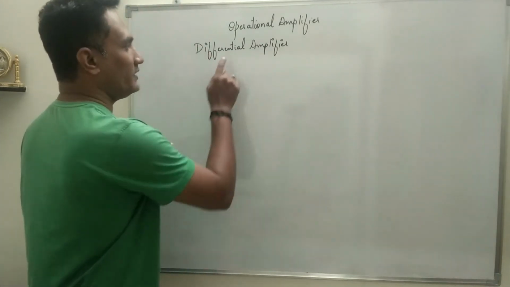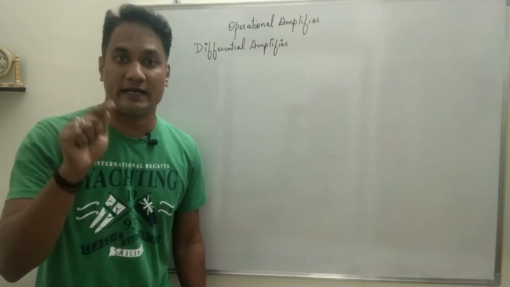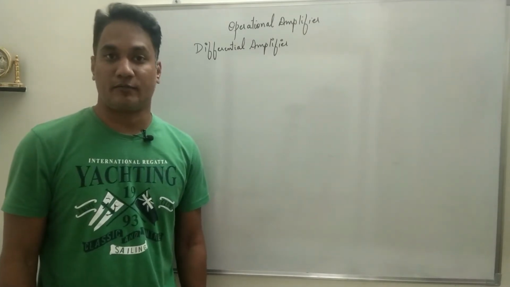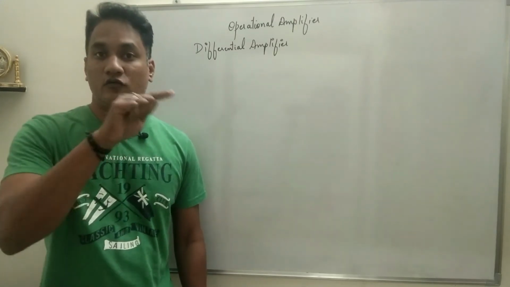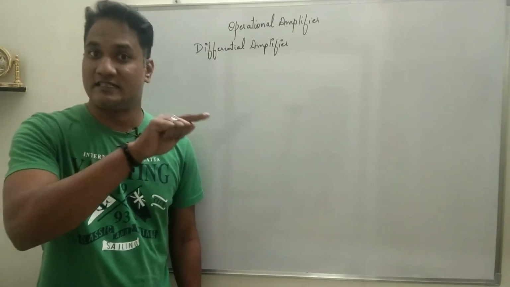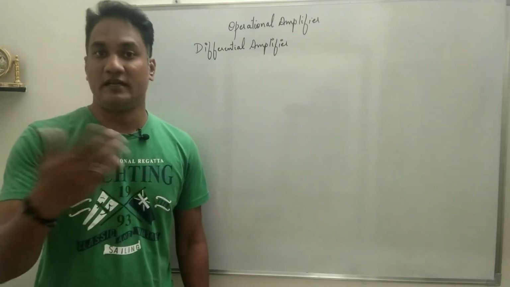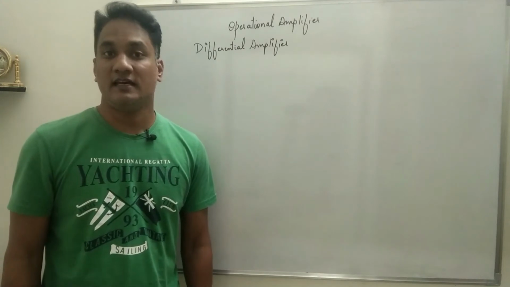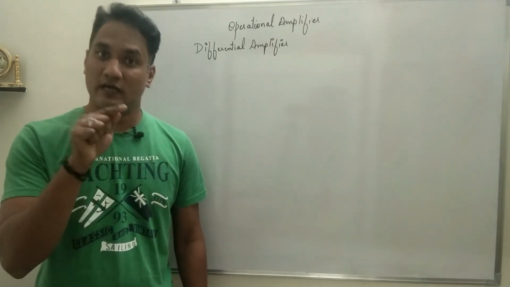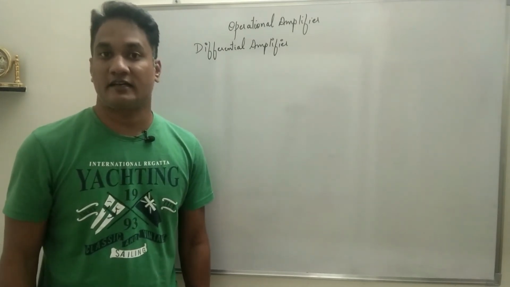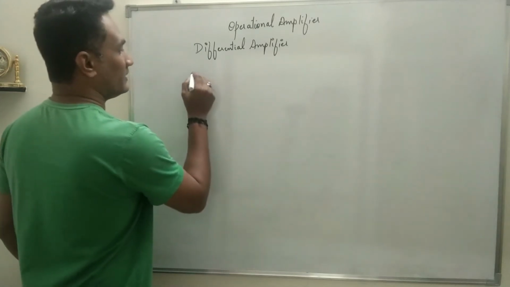Now, a differential amplifier is also an example of direct coupled amplifier. Why do we say it is a direct coupled amplifier? Because the output of the first stage is directly connected to the input of the next stage. That type of multi-stage amplifier is called a direct coupled amplifier. So as I said, differential amplifier is also an example of direct coupled amplifier. See how the circuit diagram is drawn.